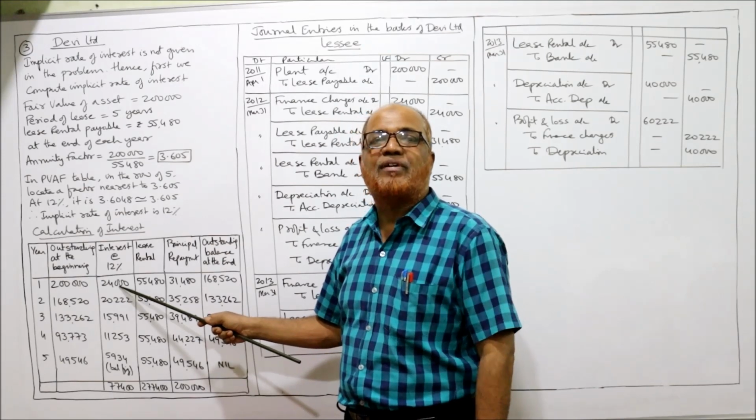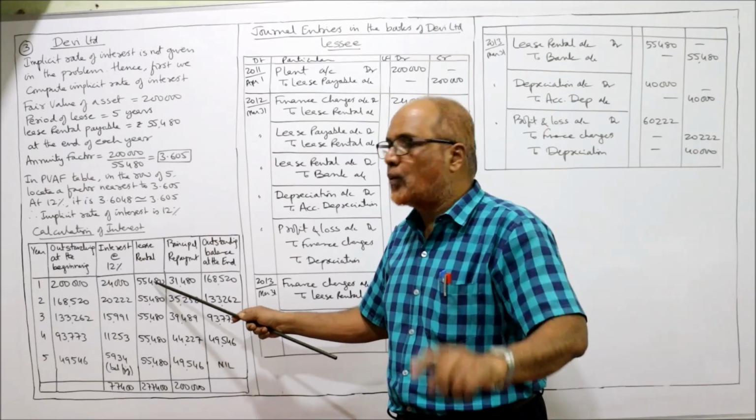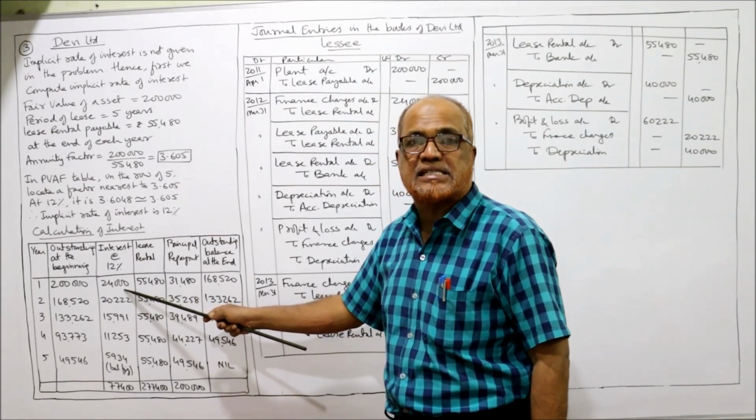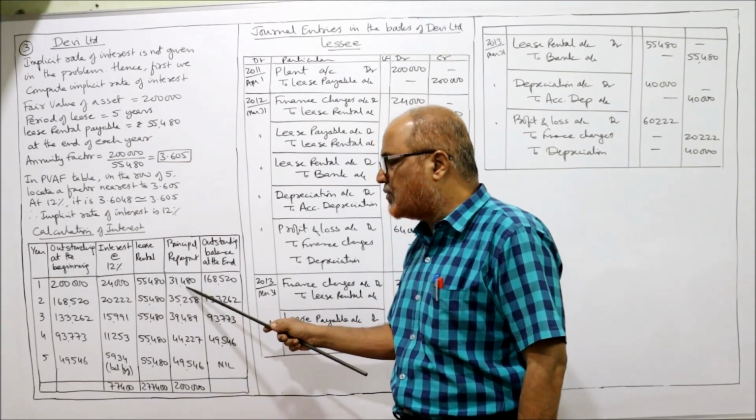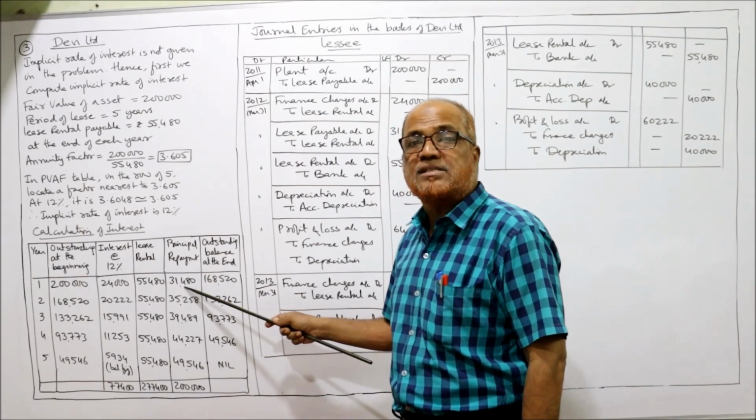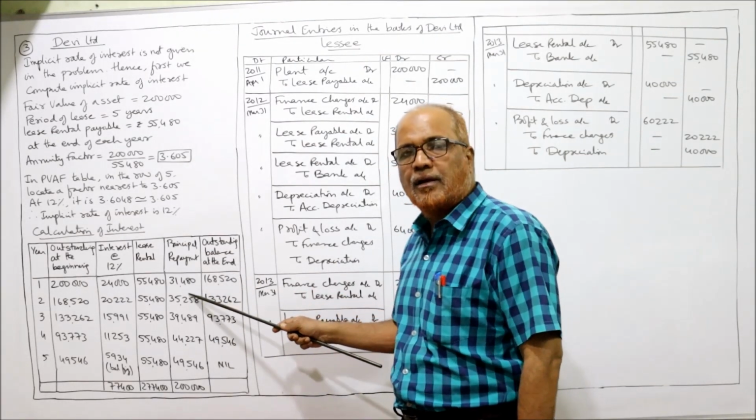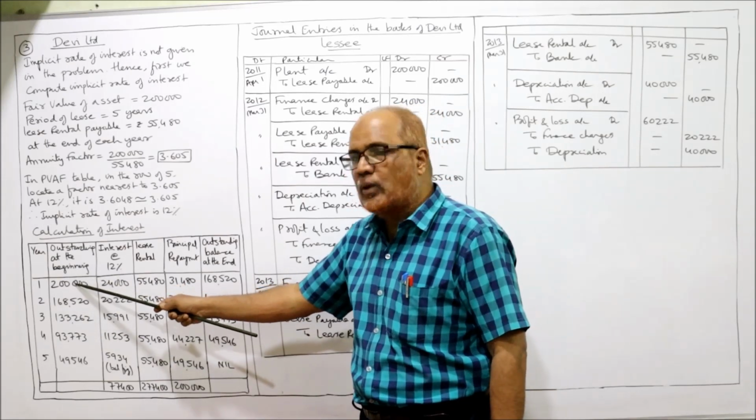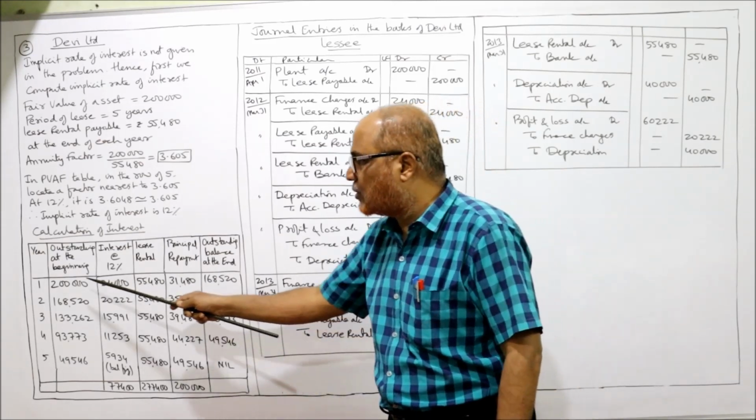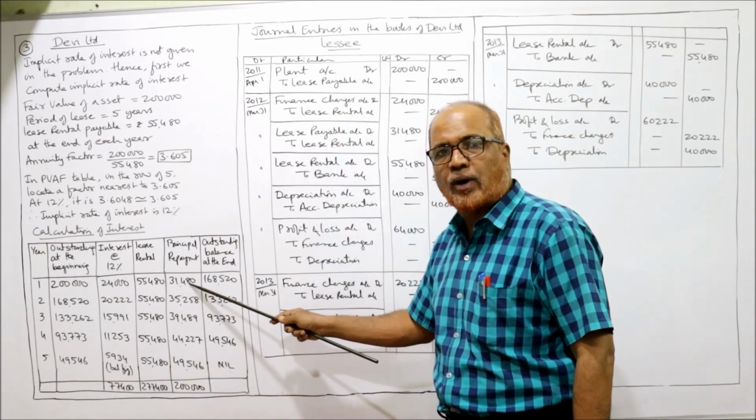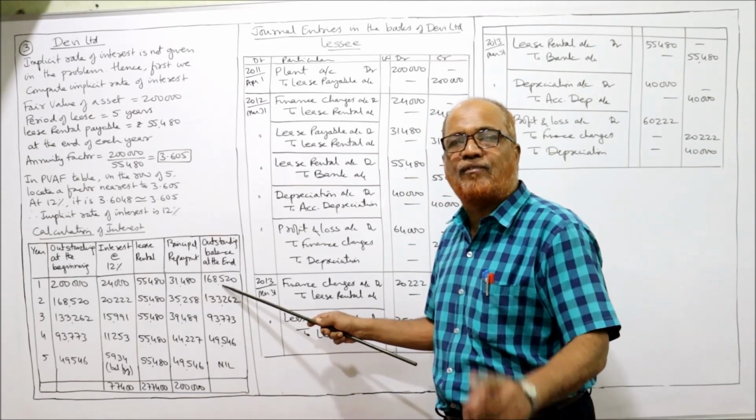Annual lease rental is 55,480. Out of this lease rental of 55,480, 24,000 rupees is the interest. So subtract 55,480 minus 24,000, you will get 31,480. This is the principal repayment at the end of first year. Now what is the outstanding balance at the end of the year? At the beginning of the year the outstanding balance is 2 lakh, and 31,480 is the principal repaid. Subtract 2 lakh minus 31,480. The balancing figure 1,68,520 is the outstanding balance at the end of first year.